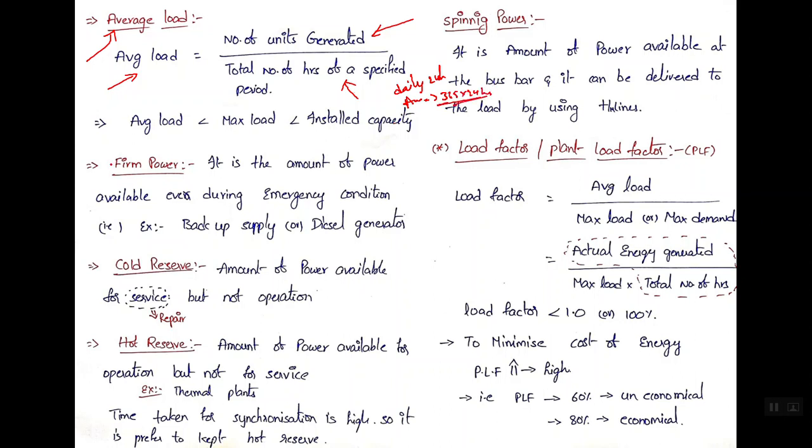Okay. And firm power, cold reserve, hot reserve. Firm power is nothing but the amount of power available during emergency condition. The power available in emergency condition is nothing but firm power, firm power.